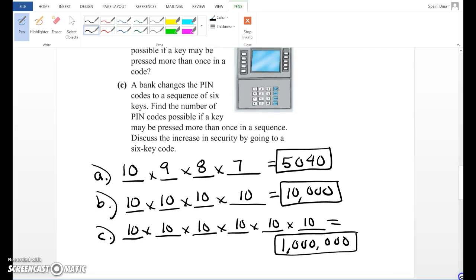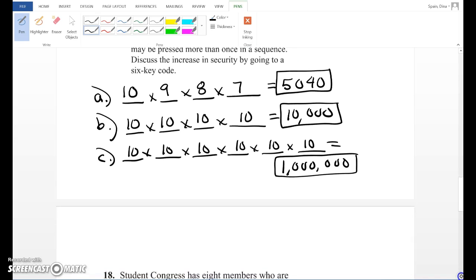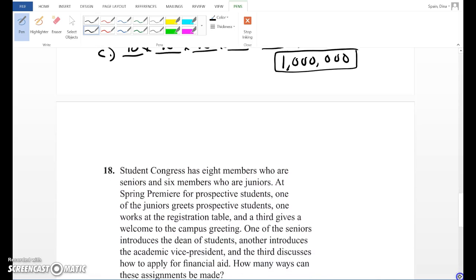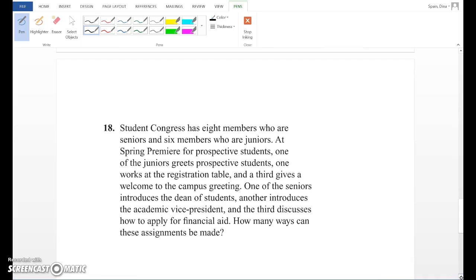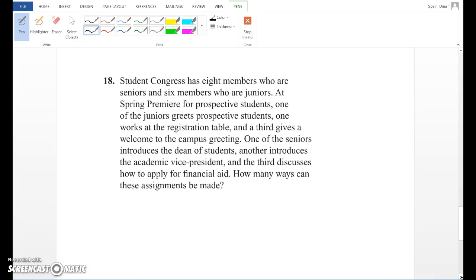That was a good example of the multiplication rule, where some are repeated and some aren't. Repetitions are allowed in some and weren't in others. Alright, let's head down to this one. I think I have 2 more. Let's look at 18. 18 says, Student Congress, let me scroll up some, has 8 members who are seniors and 6 members who are juniors. Let's highlight that.